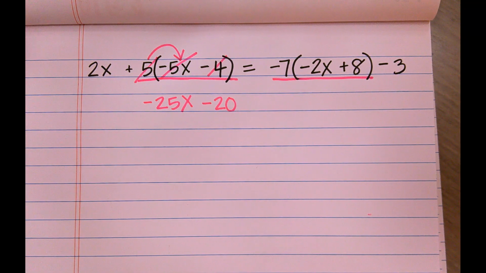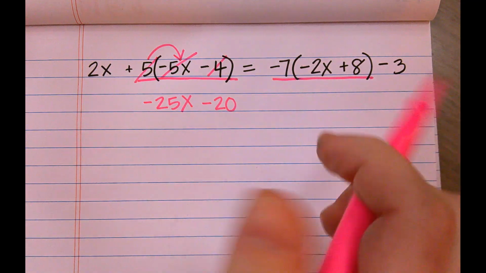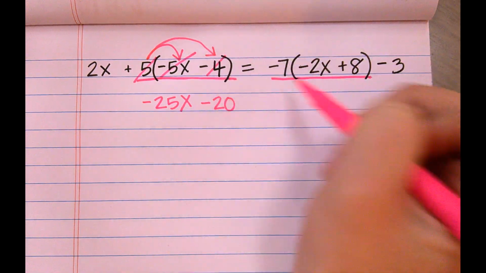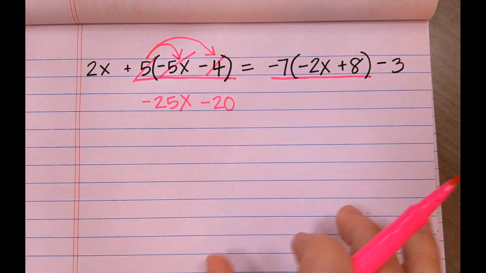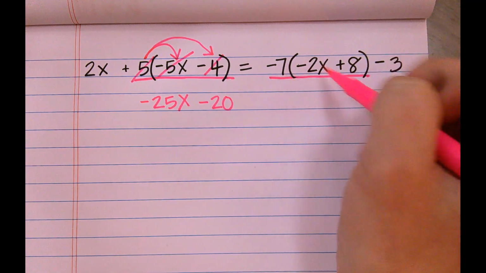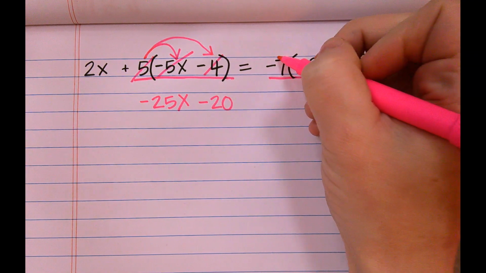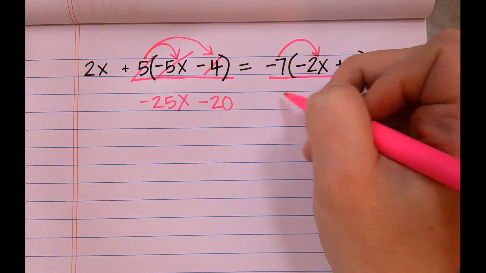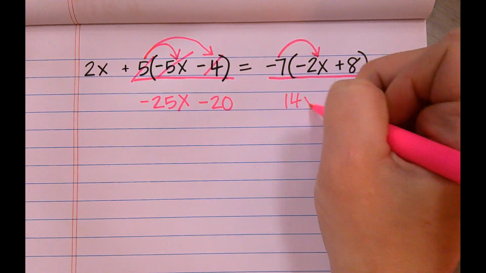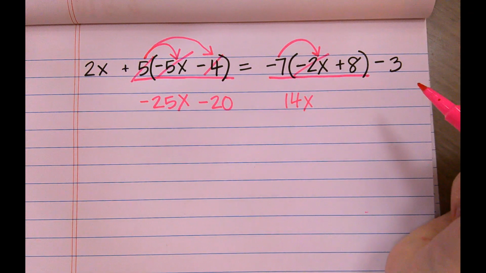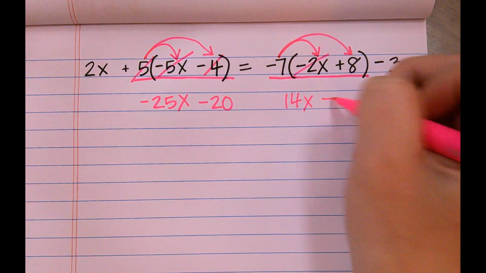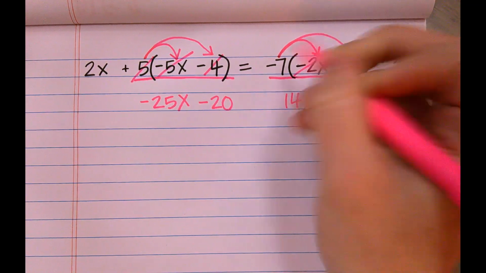Okay. Now what? Bring everything down. Now, before I bring everything down, while I'm distributing one set, let's do both just so that I don't have to bring it down more than once. So what am I multiplying here? Negative 7 and negative 2x. And what does that give me? Positive 14x. And then what next? Negative 7 times 8 is negative 56. Okay, I'm done with all that.